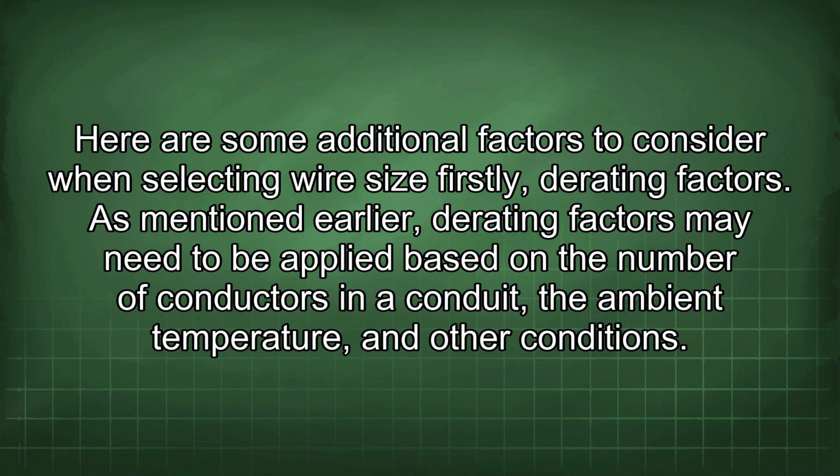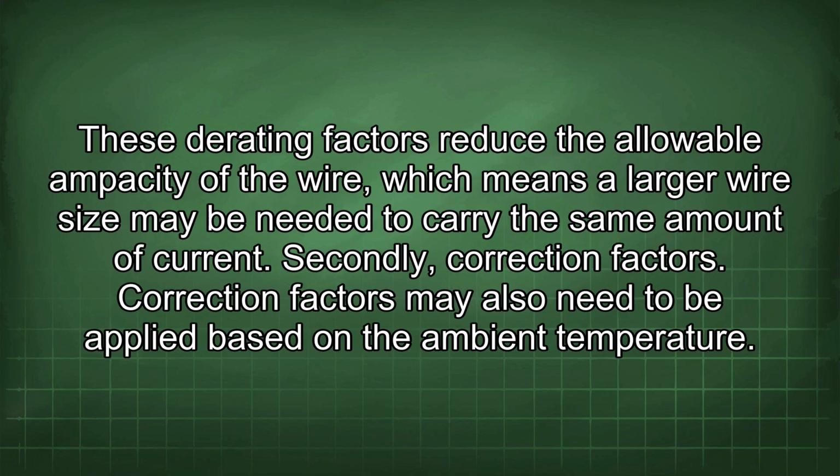Here are some additional factors to consider when selecting wire size. Firstly, derating factors. As mentioned earlier, derating factors may need to be applied based on the number of conductors in a conduit, the ambient temperature, and other conditions. These derating factors reduce the allowable ampacity of the wire, which means a larger wire size may be needed to carry the same amount of current.